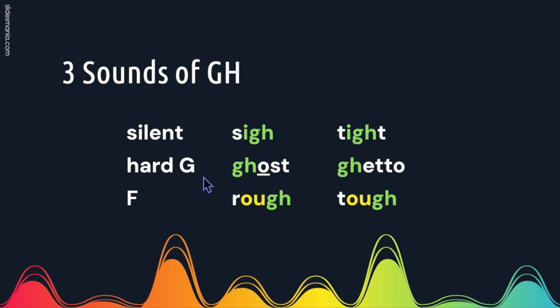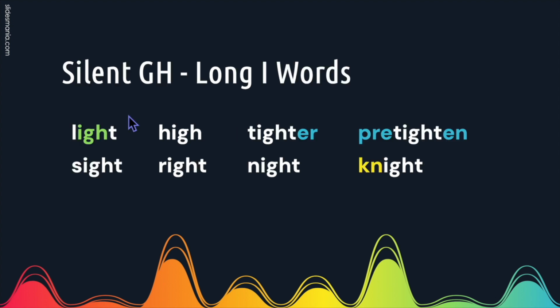There are a few words where the GH has a silent H, meaning GH together will have the sound of G. Here we have a long O, so this word is ghost. This word is ghetto. And there are also a few words where GH sounds like the letter F. In both of these words, the OU will have a short U sound, so this is rough and tough. Like I said, most of the time GH is silent.